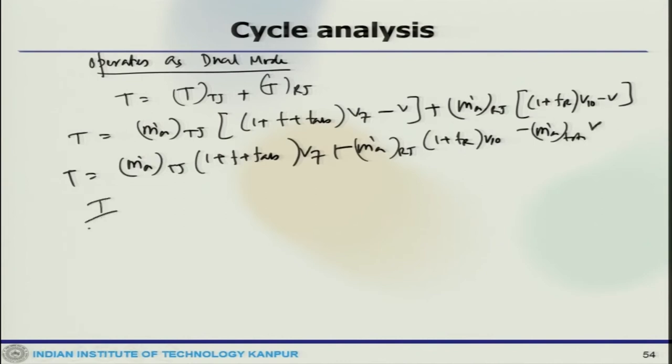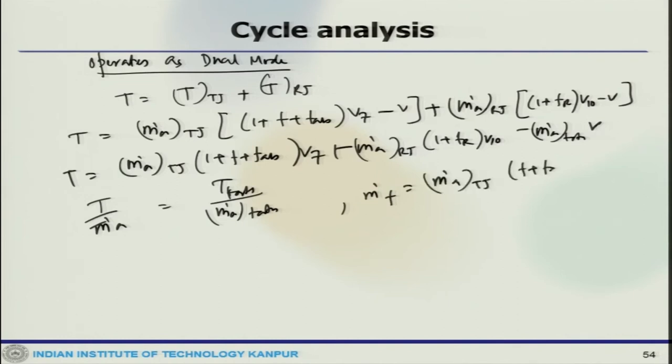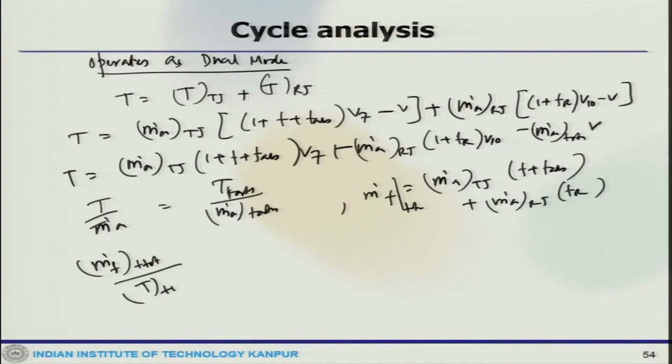So similarly the specific thrust would be T by m dot a, that is, T total by m dot a total. So we can calculate, and total fuel mass flow rate would be m dot a turbojet into f plus f ab plus m dot a ramjet into fr, and specific thrust T total by m dot total, so that is what happens.